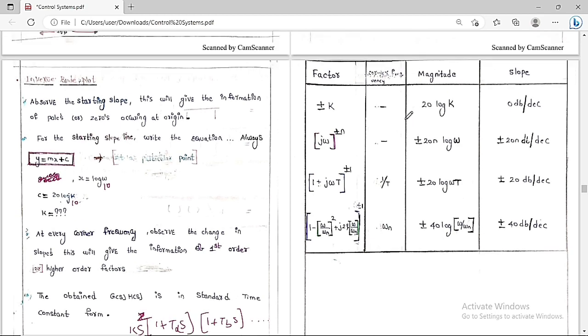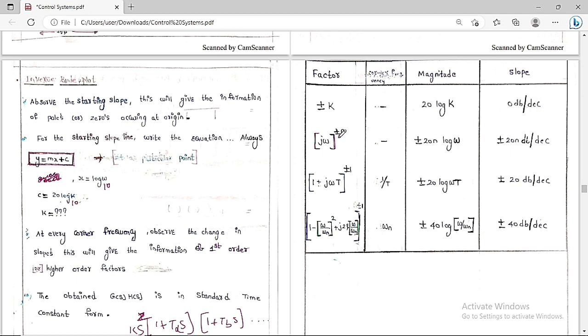So now listen carefully. Finally, I am going to give a summary of everything. I already told you that when G of s H of s is equal to plus or minus K, there is no corner frequency and the magnitude plot is 20 log K with base 10, and the slope is always 0 dB per decade. So for all the frequencies, the magnitude plot is 20 log K with base 10 and the slope is 0 dB per decade.